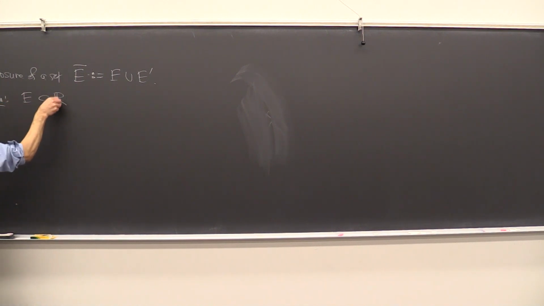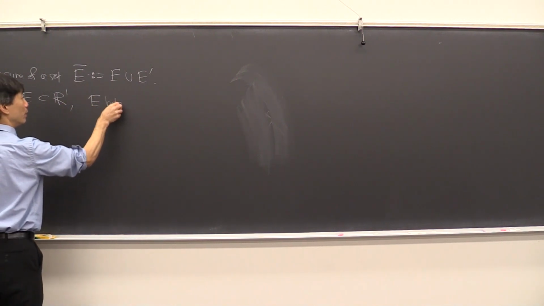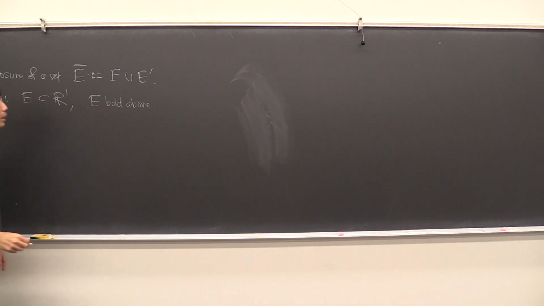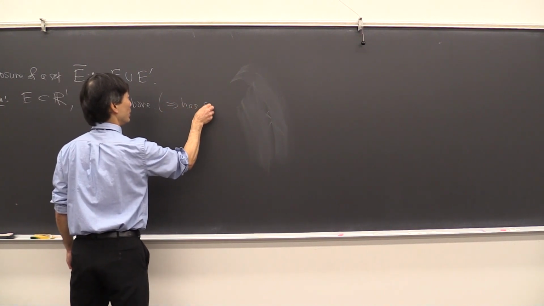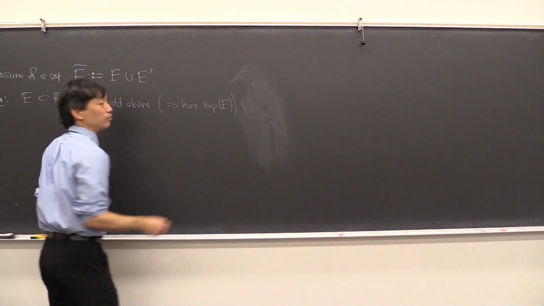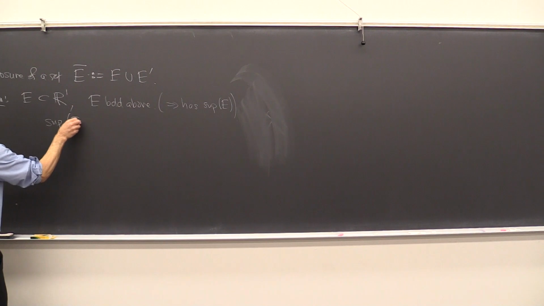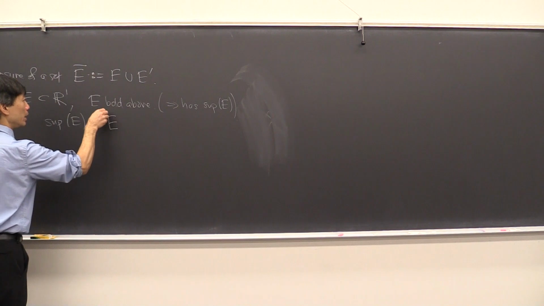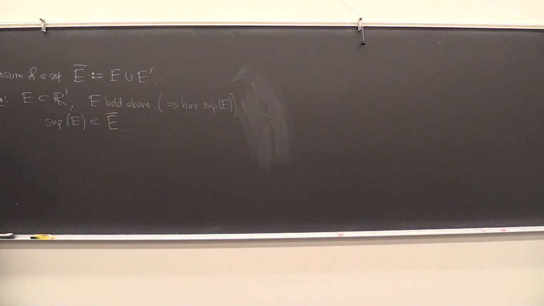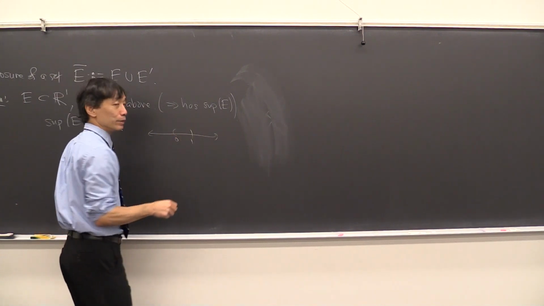One thing that is mentioned is that if we're in R1 and we have some subset that's bounded above, well, being bounded above means that it's going to have a least upper bound, a supremum. And the theorem says that the supremum will always lie in the closure of the set.